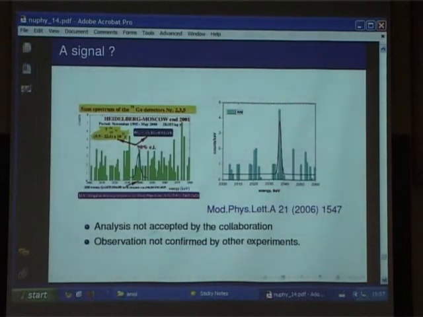However, the analysis is not accepted by their own collaboration. Only a few people from the collaboration gave the answer, and the observation is not confirmed by other experiments. People don't believe this. But it's still on record because it's published. This one is an NN. So it's a controversial question, and future experiments will actually resolve that too.